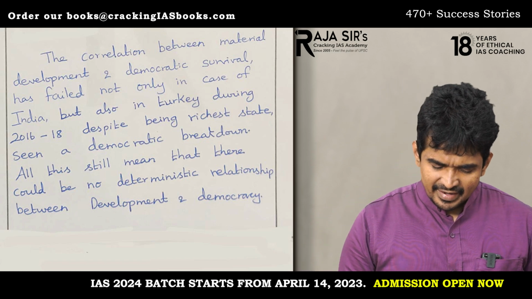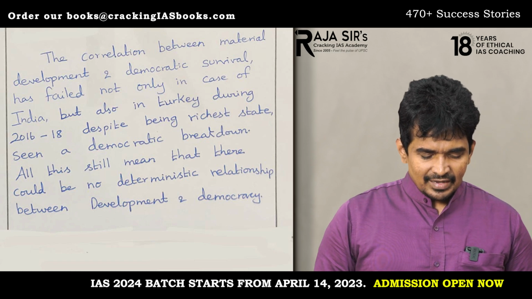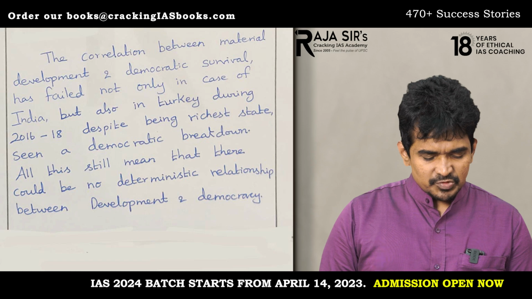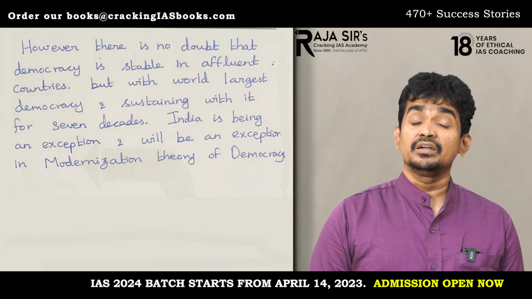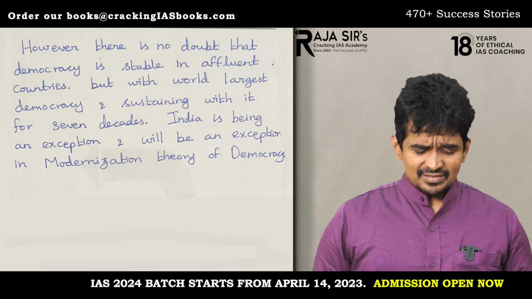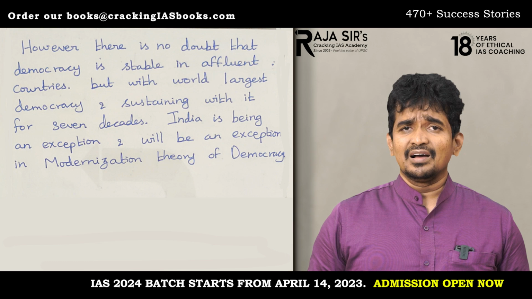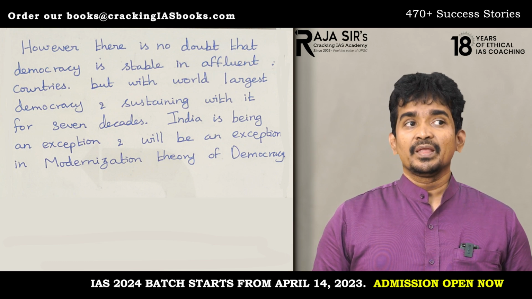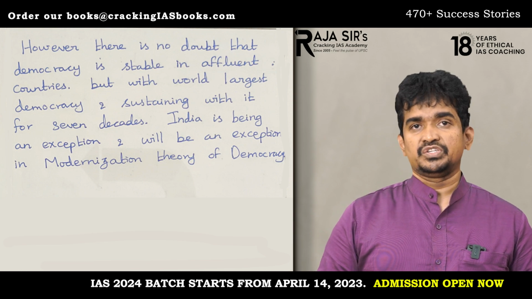Fine. Then again he says that Turkey is a failure, right? And in the last paragraph he says, however, there is no doubt that democracy is stable in affluent countries. So I think there is some kind of cloudiness, right? Which one is he trying to substantiate and justify, right?